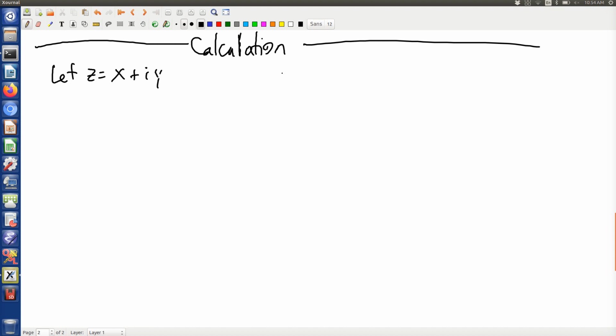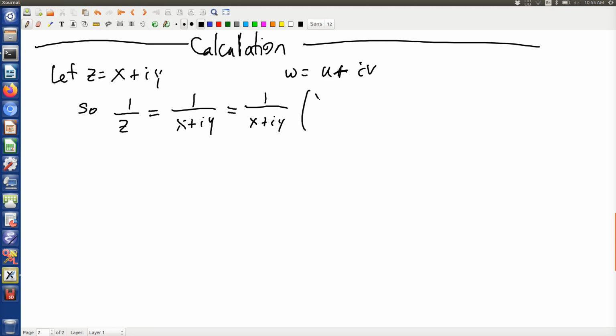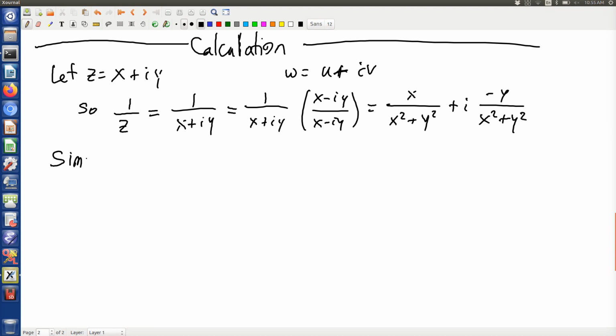Let z be x plus iy. Let w be u plus iv. And so, 1 over z, 1 over x plus iy. Of course, I can rationalize my denominator. There we go. And similarly for w.